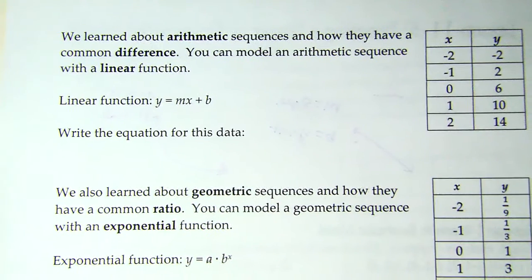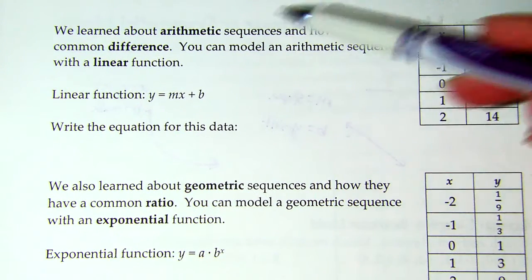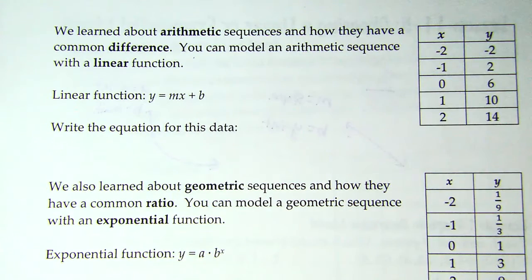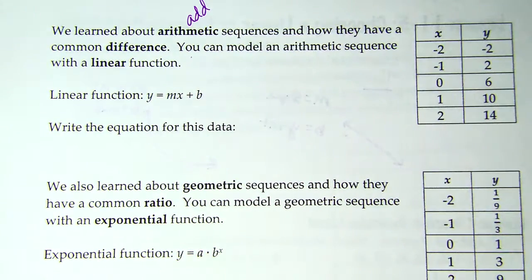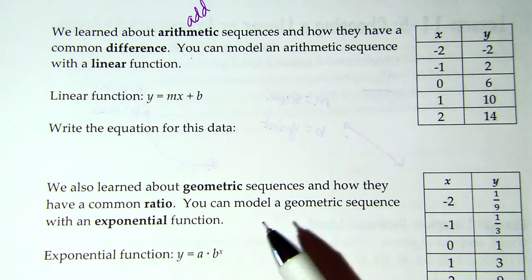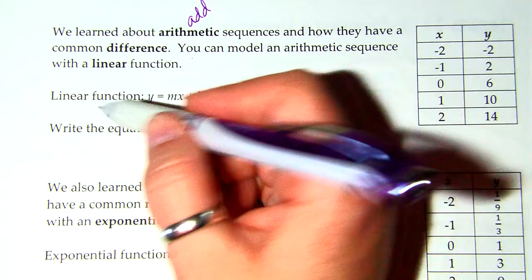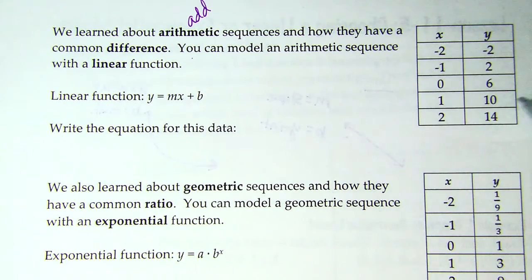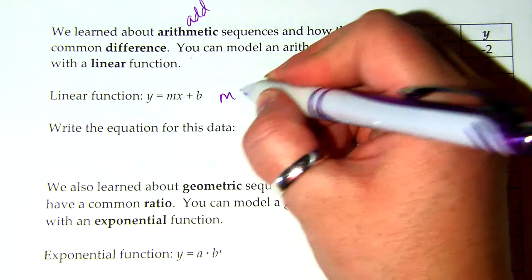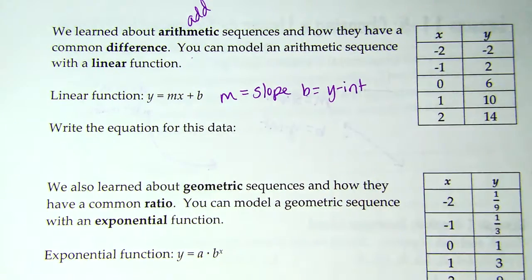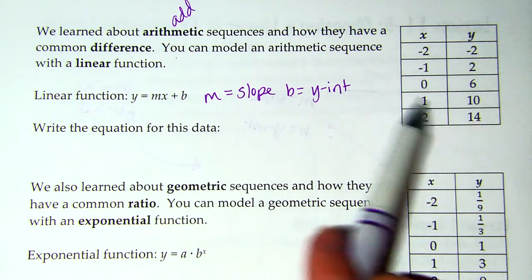You'll have a couple of those to try after the video. Now we're going to relate this to what we've been doing the rest of the chapter. We've already talked about arithmetic sequences and how they have a common difference. Remember, arithmetic is adding or subtracting, which is adding a negative. You can model an arithmetic sequence with a linear function. So arithmetic patterns, adding patterns, are also linear functions. We're going to be writing equations for data. M is the slope. B is the y-intercept.